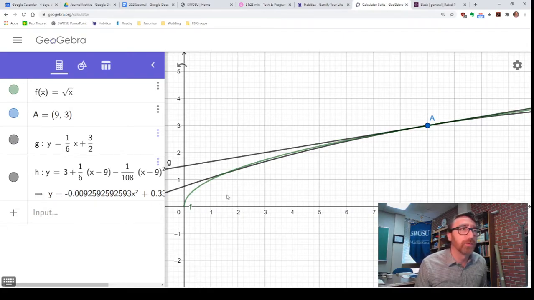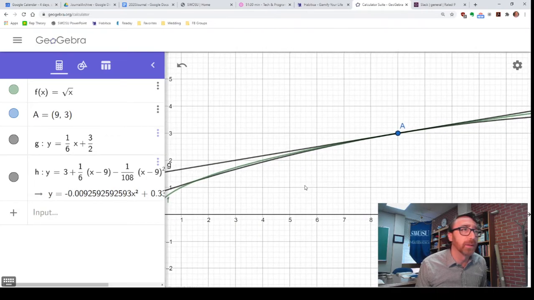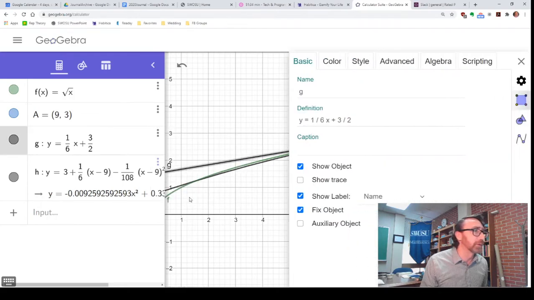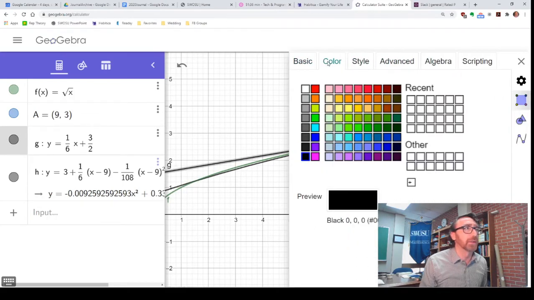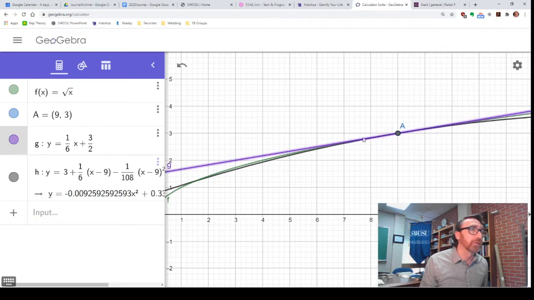Okay, but I also like to compare these two, right? The tangent line, let me make this a different color so we can see really what's going on. So the tangent line, let's make that blue. Okay, so the tangent line is blue, and this second order polynomial is the black line. The original function is there in green.